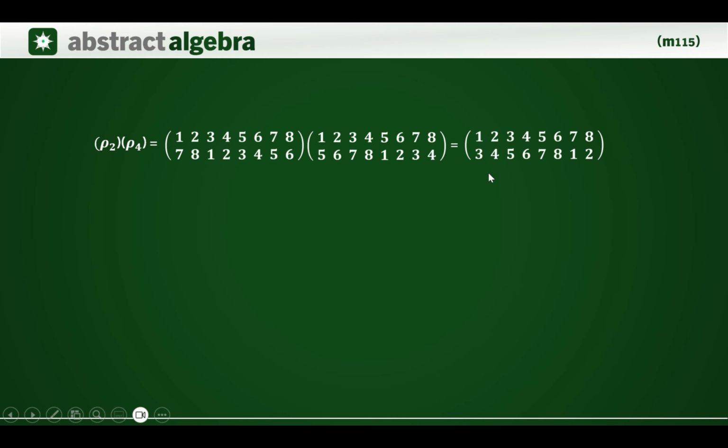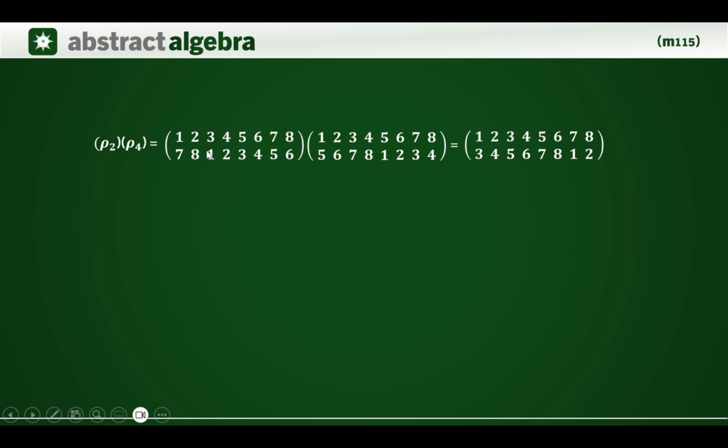So, we are going to map 1 to 5, 5 to 3, therefore 1 maps to 3. 2 to 6, 6 maps to 4, therefore 2 maps to 4. 3 maps to 7, 7 maps to 5, therefore 3 maps to 5. 4 maps to 8, 8 maps to 6, therefore 4 maps to 6.